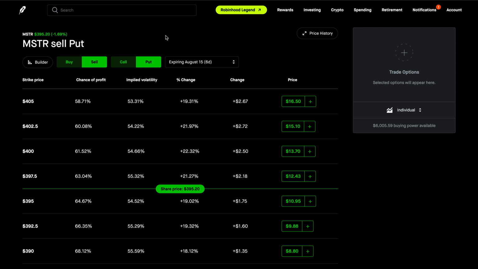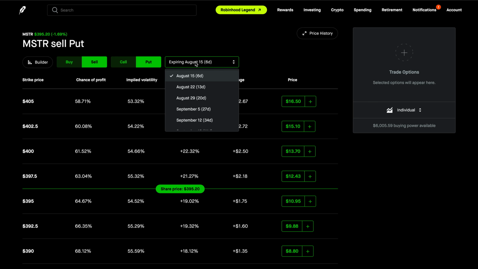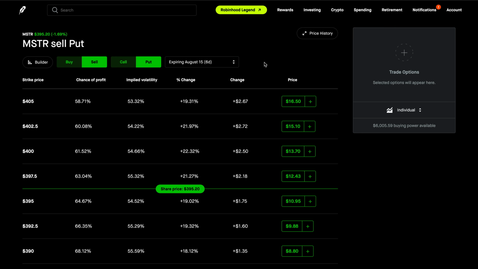So here's how I generally implement selling puts. So the first thing I do is I determine what price I believe the security will be above at expiration. So we need to make sure that we select an appropriate expiration date here. I'm just going to leave it as August 15th. So the first thing I would do here is I would say, what price do I believe MicroStrategy will be above at expiration on August 15th? And so let's say I think MicroStrategy will be above $390, and I'm just making this number up, but let's just say I think it's going to be above $390.